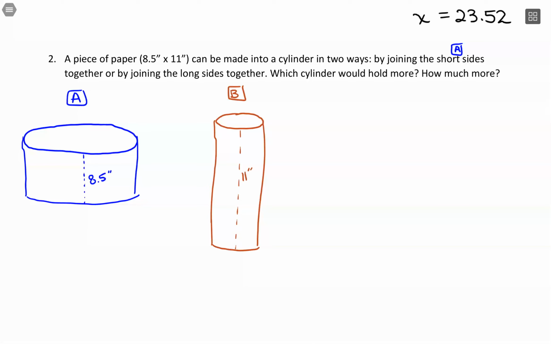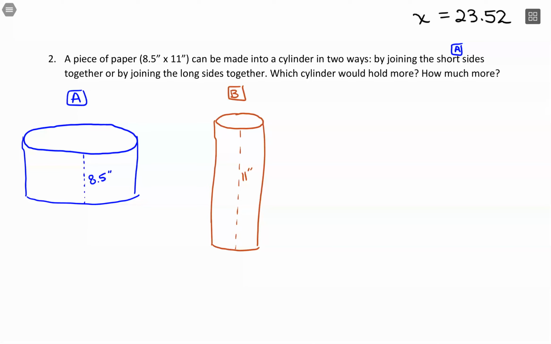So what we want to do is compare the volumes of the two. And this is where you might think, well, the side lengths are the same, it's all from the same piece of paper, so the volumes will be the same. I don't want to give anything away, but something kind of cool happens with this. So we want to compare the volumes of these two.